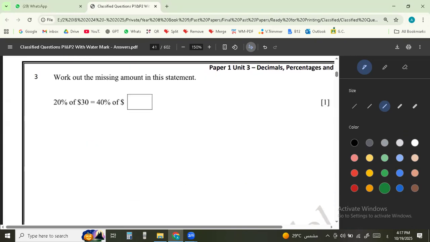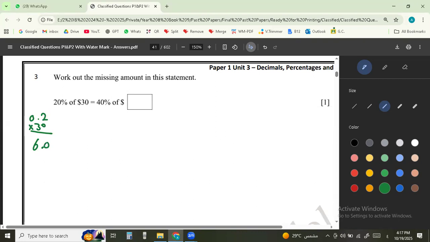20% of 30 is equal to 40% of what? So here, in order to do this, we get 20% of 30 first. What is 20% of 30? It means that you're going to do 0.2 multiplied by 30. Ignore the decimal point as we have just said in the previous question. So 30 times 2 is 60, but I have one decimal place, so it is 6.0. So this is just 6.